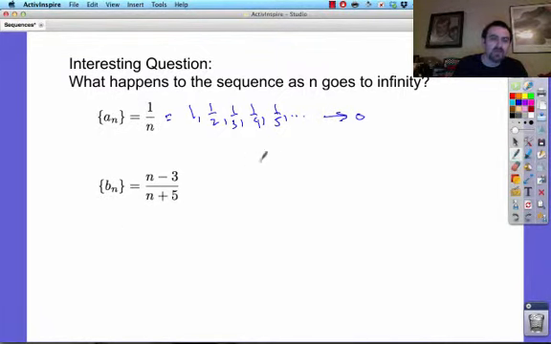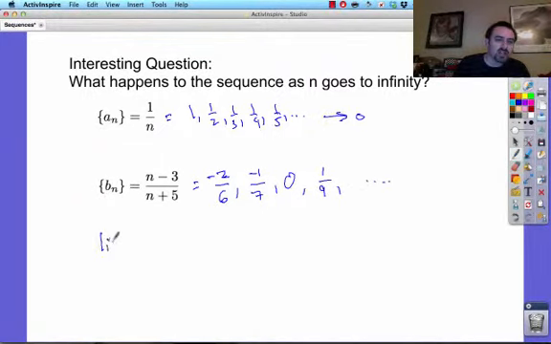How about this one? Again, let's just take a look and see what it looks like. If we start with 1, we get negative 2 over 6. Put in a 2, we get negative 1 over 7. We put in a 3, we get 0. We put in a 4, we get 4 minus 3 is 1, over 9, and so on. Okay, so this one's a little trickier to see.